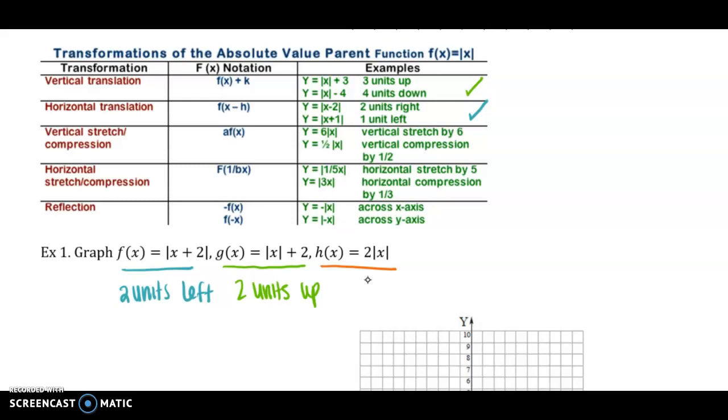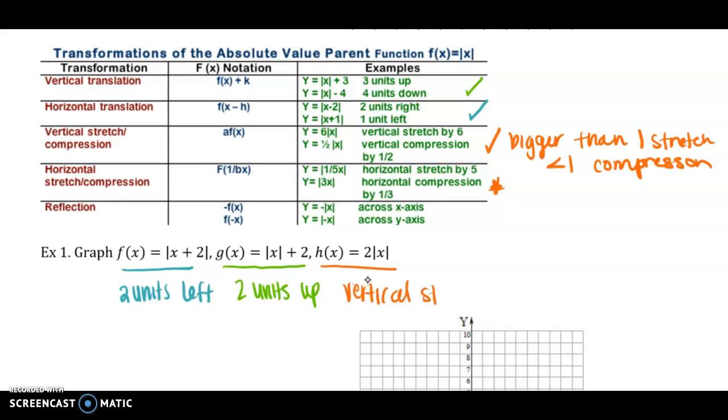All right, and then we have multiplication on the outside. So that's going to be this one. And so when it's bigger than 1, it's a stretch. Less than 1, it's a compression. And then for this one, it's actually the opposite. If it's bigger than 1, it's a compression. And if it's less than 1, it's a stretch. All right, so this is going to be a vertical stretch by 6.